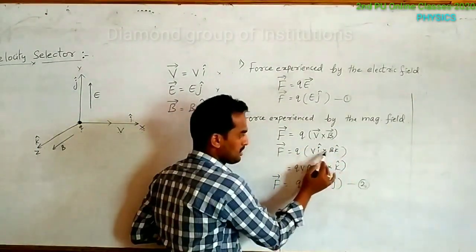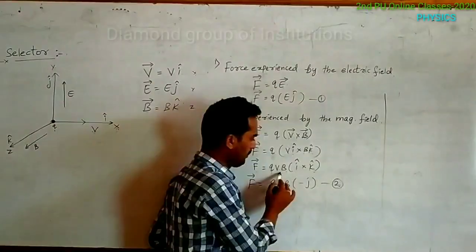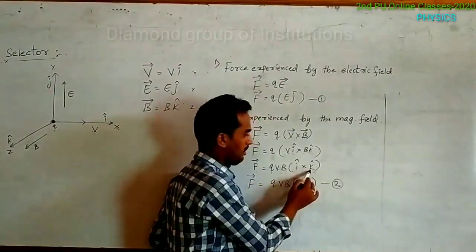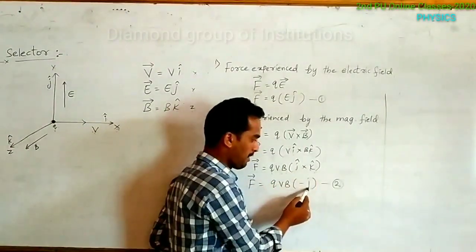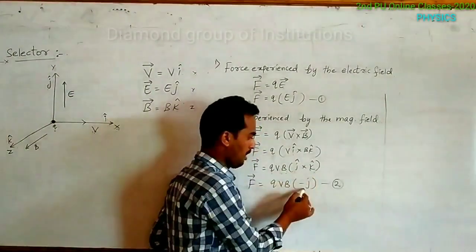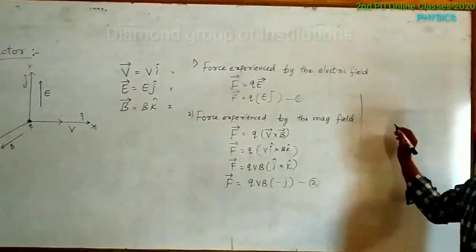So take V and B outside. So what will be the answer? F equals QVB into I cross K. So here, in place of I cross K, we will write minus J. Why is this? How does it come? We should go through the rules of cross product.